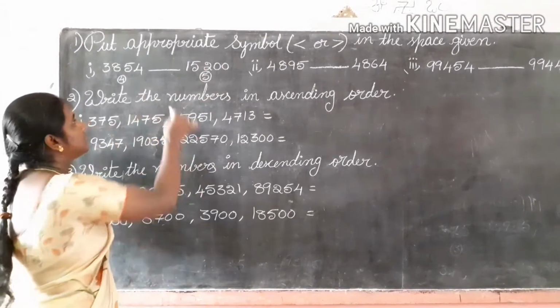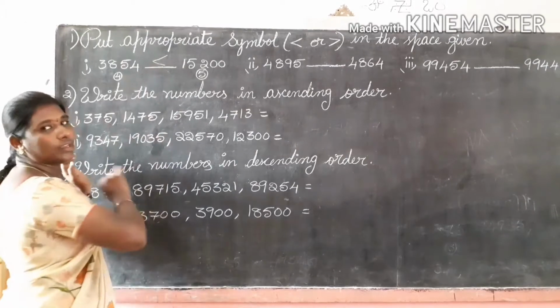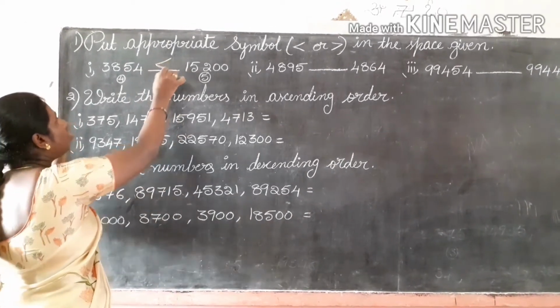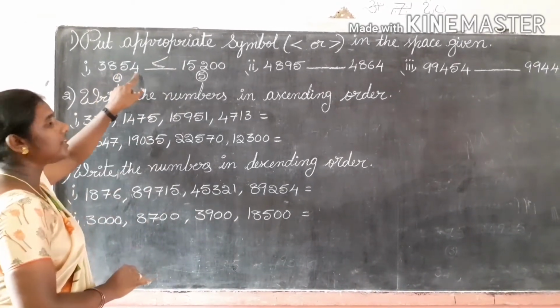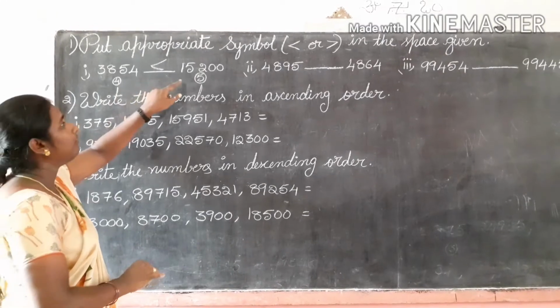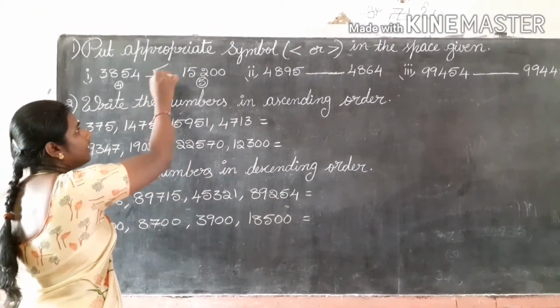We have to use the less than symbol. This is the less than symbol. That means 3,854 is less than 15,200.